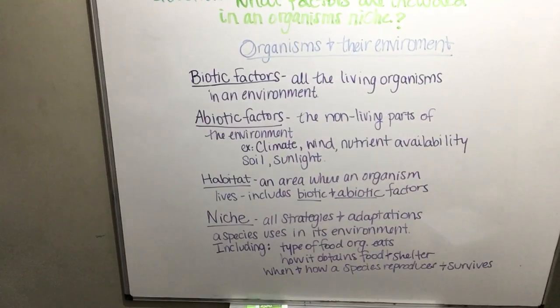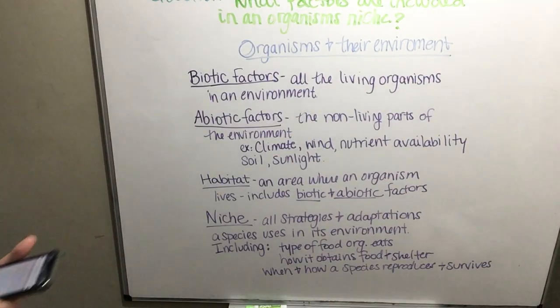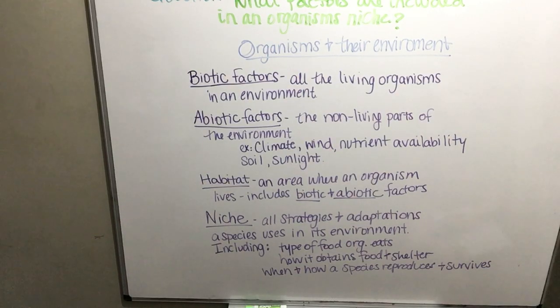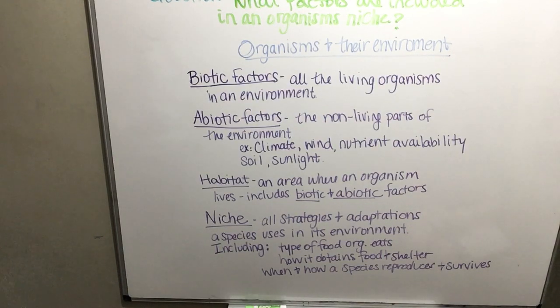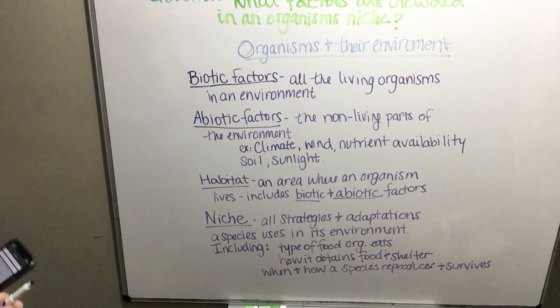So we're talking about a niche here. The niche is like the very specific things an organism uses and needs to live in its environment. So types of foods, how it gets its food and shelter, how it is able to reproduce and survive. Okay, so we're going to keep going.